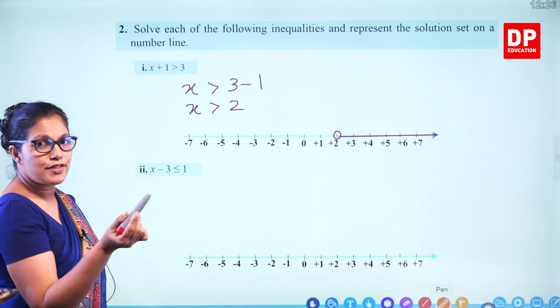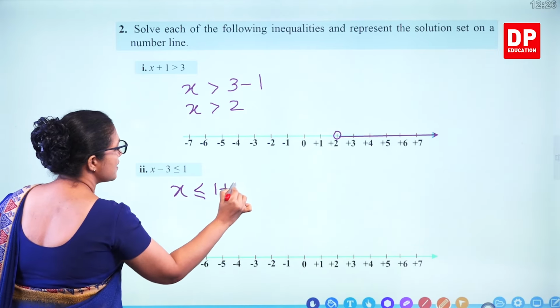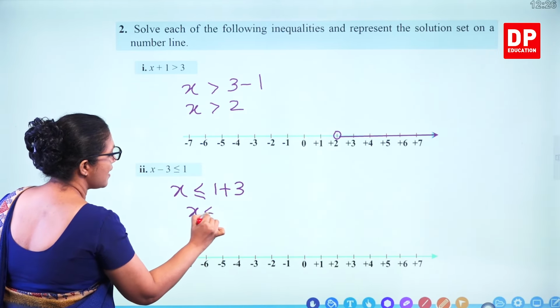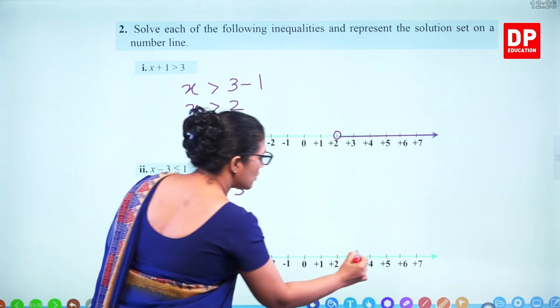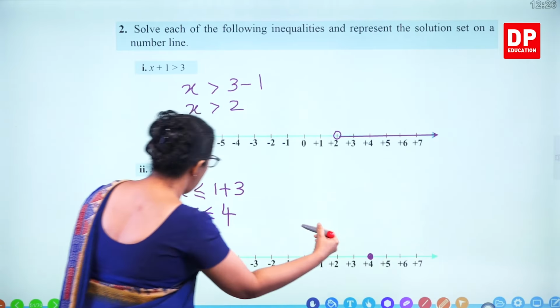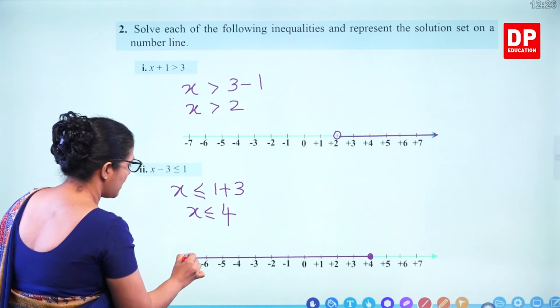This one, minus 3. So add 3 to both sides, you get x is 1 plus 3. X is less than or equal to 4. So this is equal, so a solid circle, and the arrow towards the left hand side.